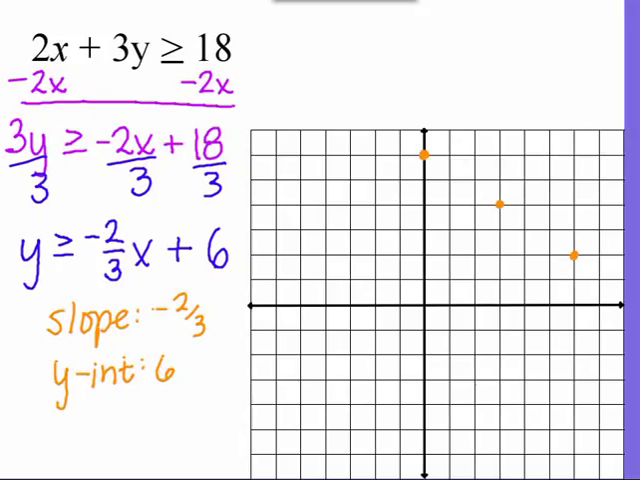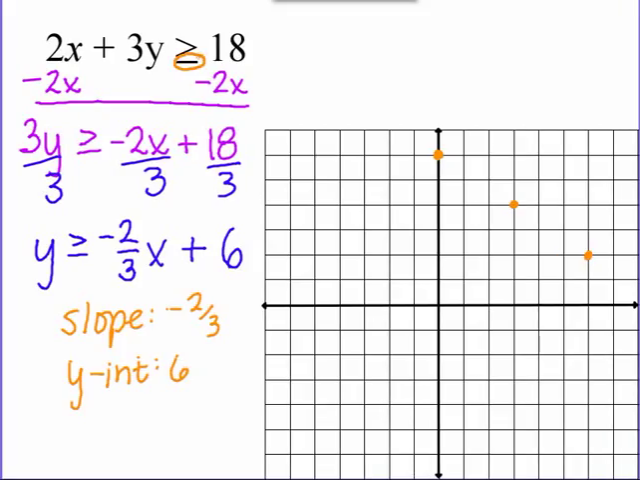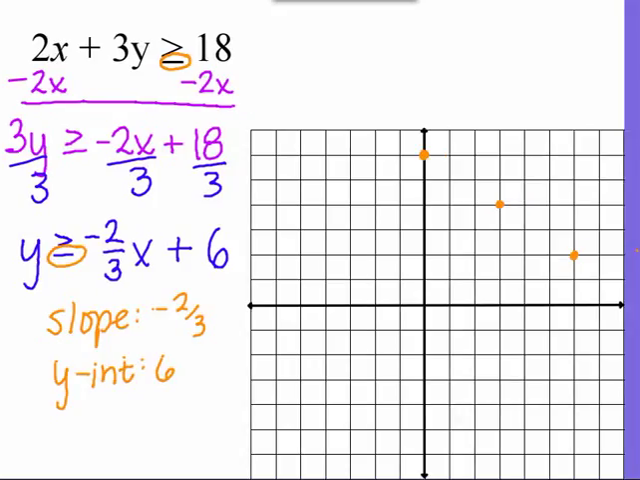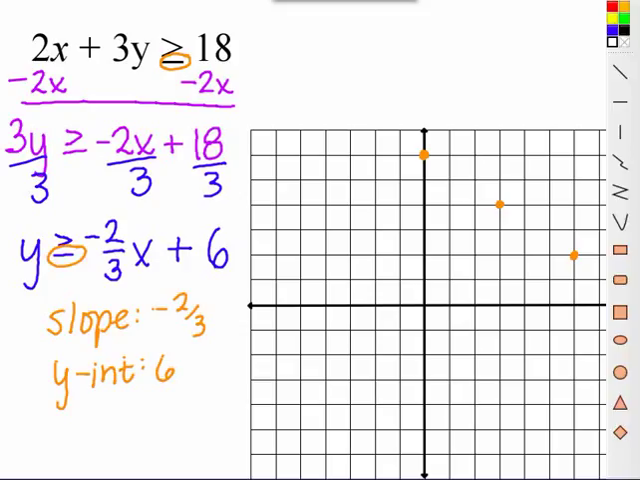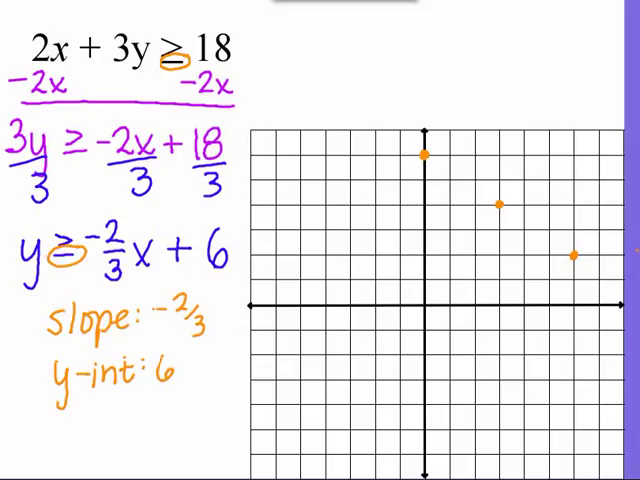Solid or dashed line? Solid. For those of you that didn't catch it, there is an equal to part right here in the problem. So since there's an equal to part, you're going to have to use a solid line for this one. Solid line will put me right here. Oops, I'm a little off on that one, but that's okay.